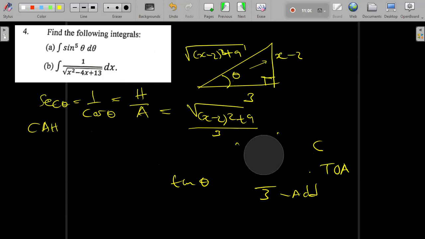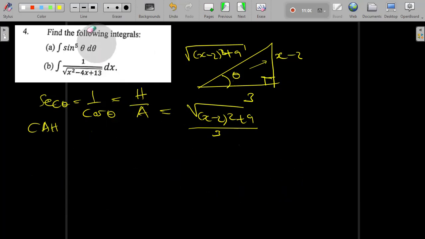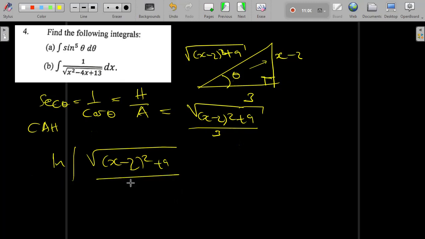So write this again. We get that sec theta will be the square root of (x minus 2) squared plus 9, over 3. That is going to be my sec theta. So now I can replace, where we said ln sec theta, with the square root of (x minus 2) squared plus 9, over 3, plus my tan.